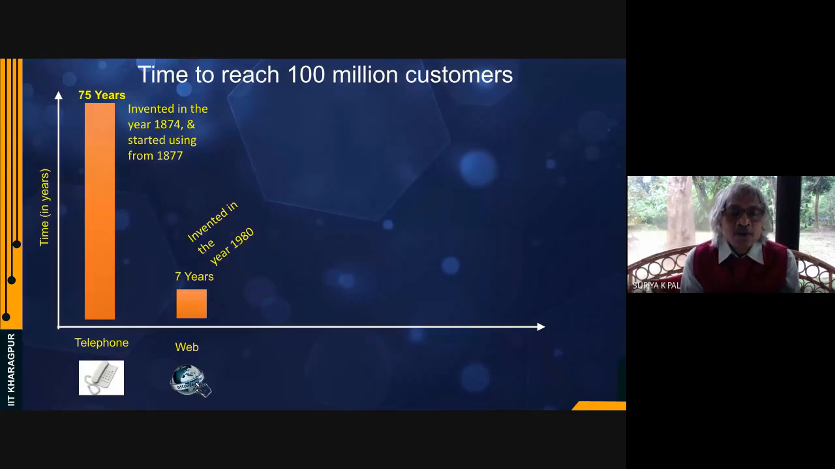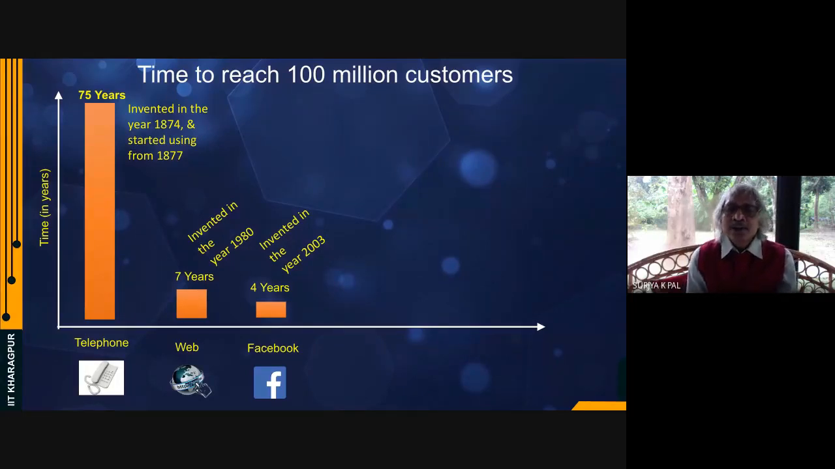The telephone got invented in 1874. 3 years later, people started using it. It took 75 years to reach 100 million customers. 75 years, and the era was 1870. Now, in 1980, close to 100 years later, the web came into our life, and it took only 7 years to reach 100 million customers. Facebook, 2003, again close to 23, 25 years later, came into our life, and it took only 4 years to reach 100 million customers.